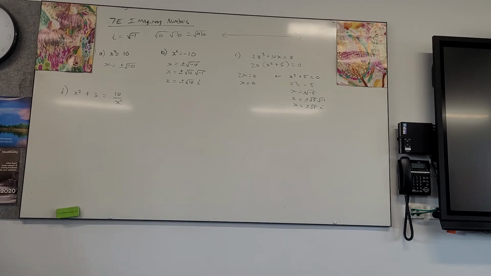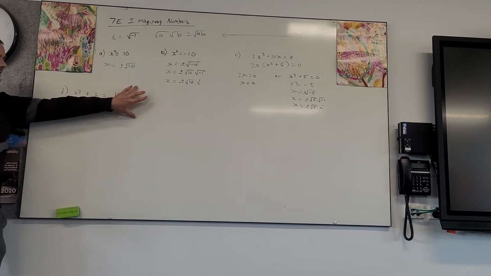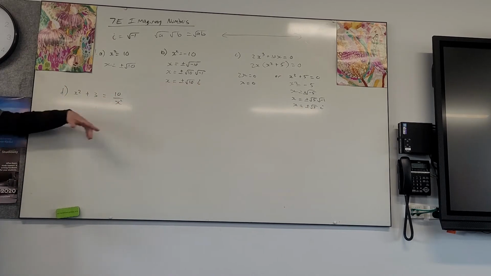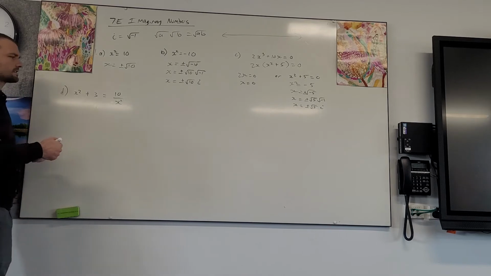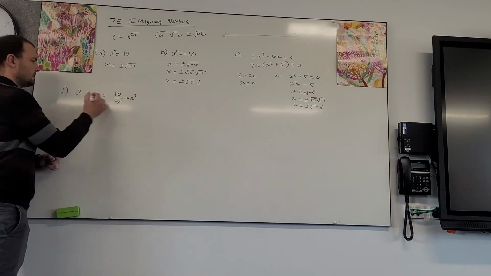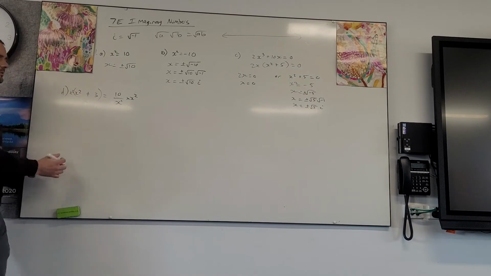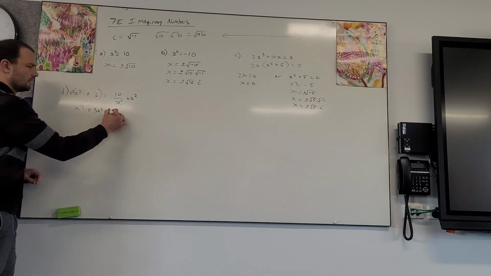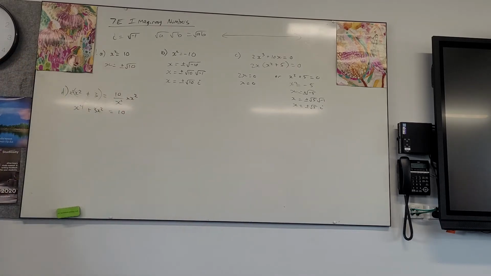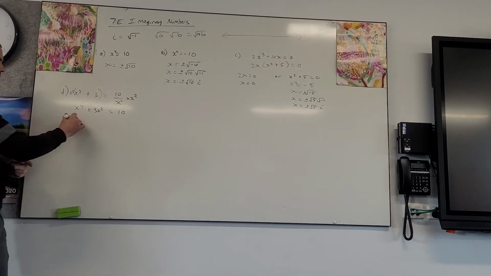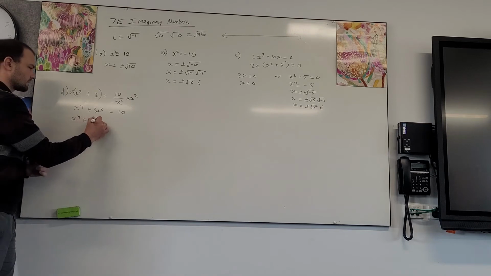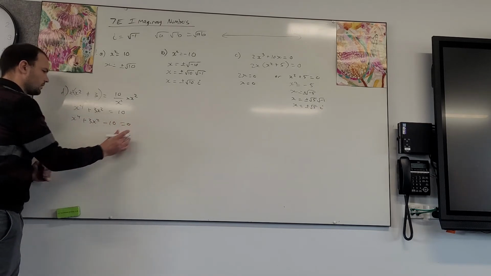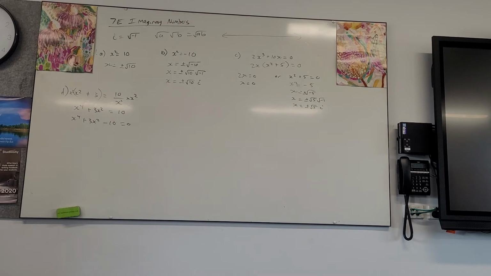Okay, when we get to this one here, we want to solve this equation. We're going to get rid of that denominator first by multiplying both sides by x squared. So if we multiply x squared here and x squared here times the whole side, we're going to have x to the 4 plus 3x squared equals 10. Bring the 10 over this side. We'll have x to the 4 plus 3x squared take 10 is 0. We're looking for a solution for that.